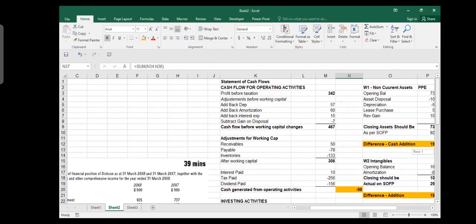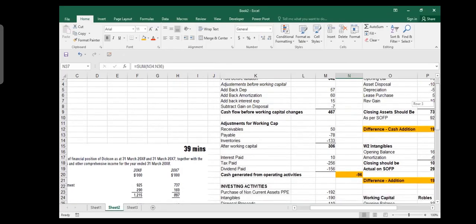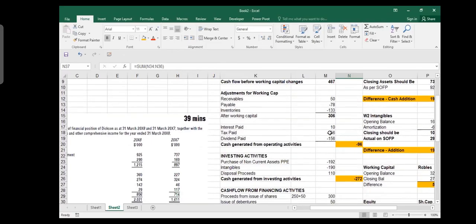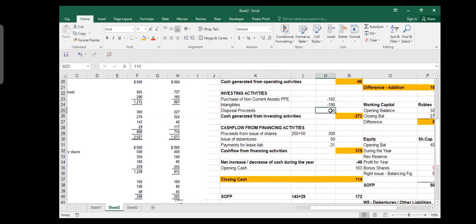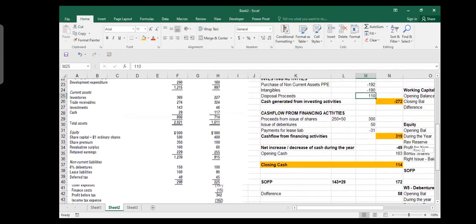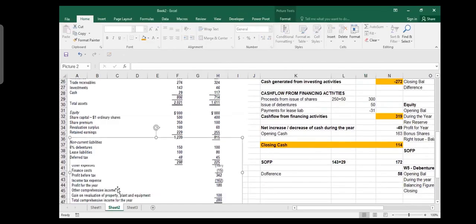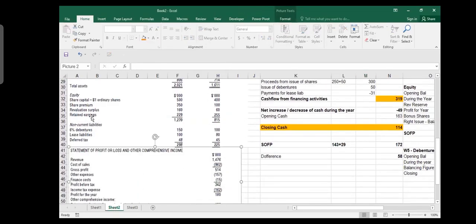Okay. Add back depreciation, amortization. So this part looks okay. Then receivable, payable was very simple. Then interest paid, tax paid, dividend paid, also looks simple. Then we made some purchase of non-current assets, intangibles, this was okay. And disposal proceeds, we got cash, 110. Okay. And that should be okay. What is in the current assets otherwise? Do we have some bank also? No, we don't. We only have two things, investments and cash. And do we have some liabilities to bank, overdraft, current liability of bank? No.